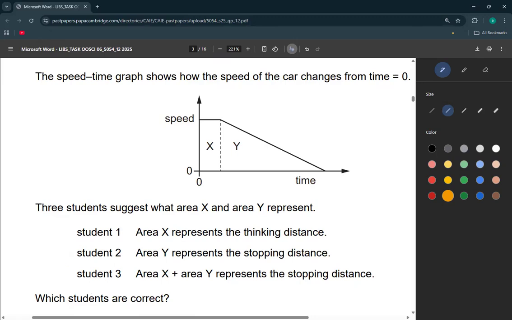Okay, so basically at time t equals to 0, hazard is seen. And this, compared to here, this is the time taken by the driver to react. This is the reaction time, or let's say the thinking time.